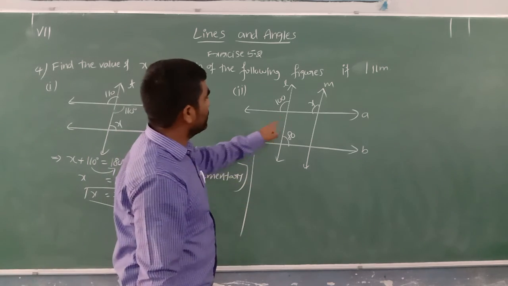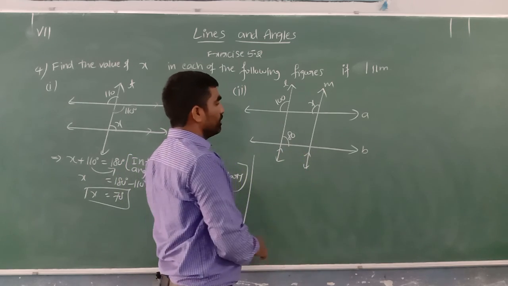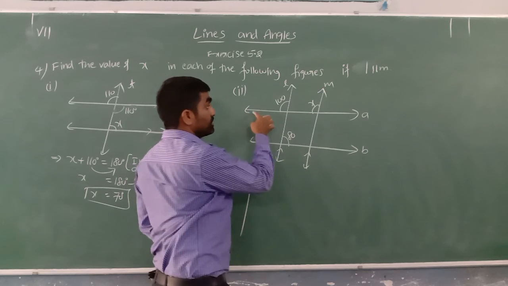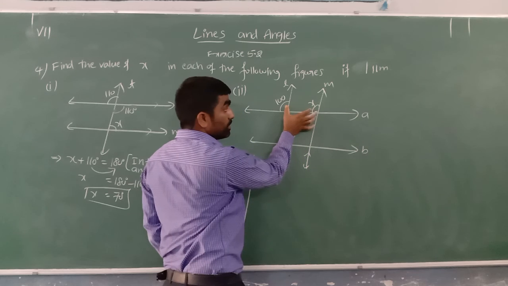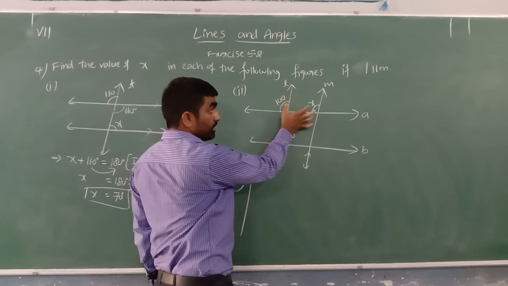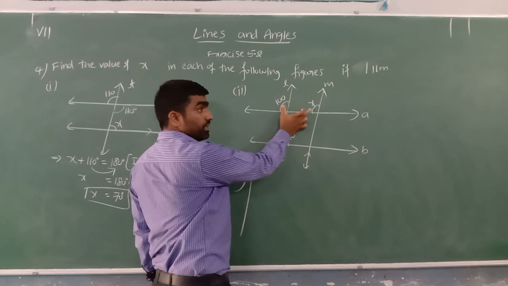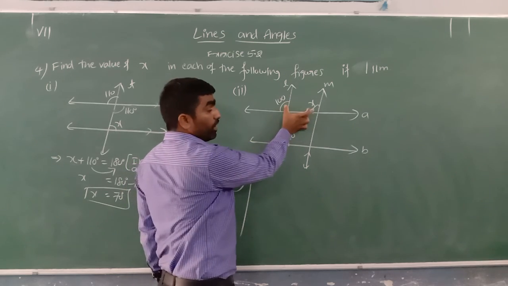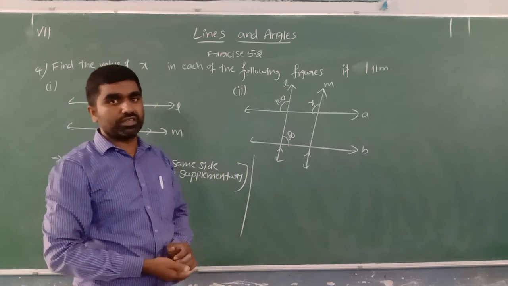Next one, here they said L is parallel to M. Line L is parallel to M. They gave this one as a transversal. So once it is a transversal, what is the relation between these two angles? Yes, directly we have a relation between these two. One is interior, the other exterior, both are on the same side of the transversal, and they are not adjacent. These two angles are called corresponding angles.